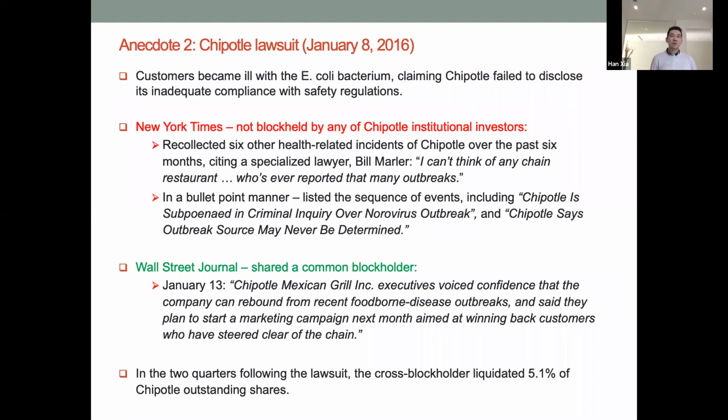In other words, we probably will have the cross-sectional variation based on the other holdings of the institutions. Yeah, I agree with that. That would be interesting to look at. Yeah, thank you.